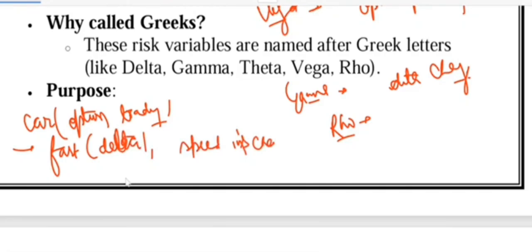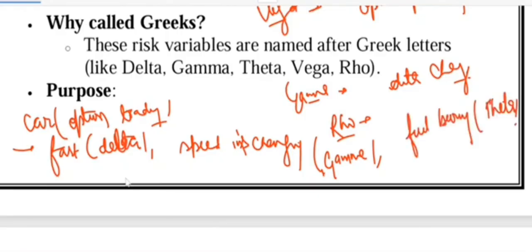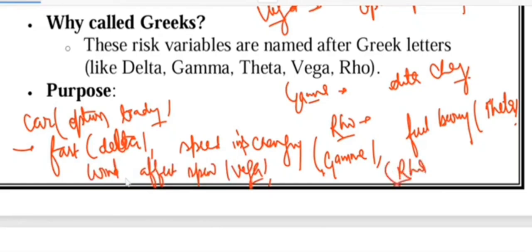You want to know how much fuel you are burning per hour. That is your theta. You want to know how the wind affects speed. Wind affecting speed, that is your vega. And you want to know how much a change in fuel price would affect your trip cost. That is your rho. So basically, delta, rho, vega, gamma, theta, these are the Greeks. They don't drive the car, but tell you how your drive is reacting to different things.